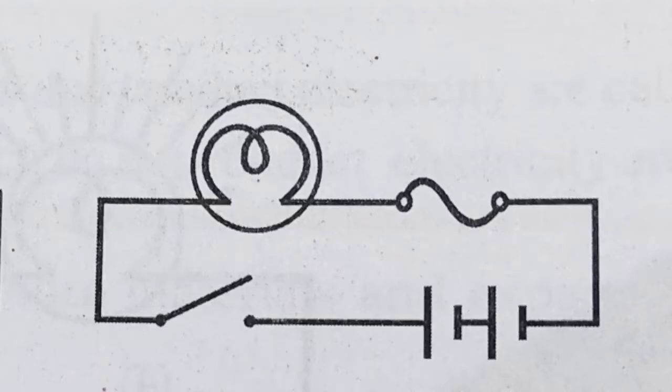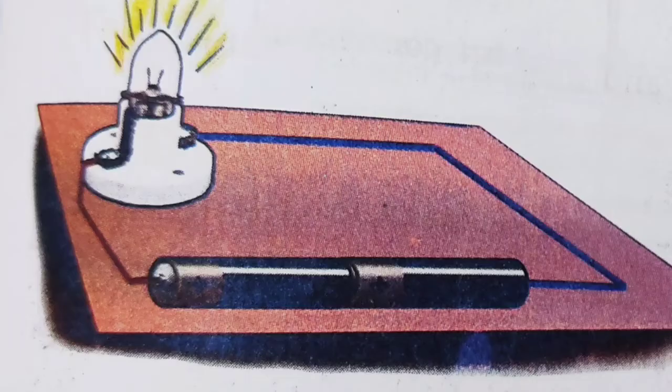If there is any disconnection in the circuit, the device does not work. It is said to be an open circuit. When we put the switch on, the circuit will be closed, and when we switch off the switch, the circuit will be open. Let us see the picture of a circuit.